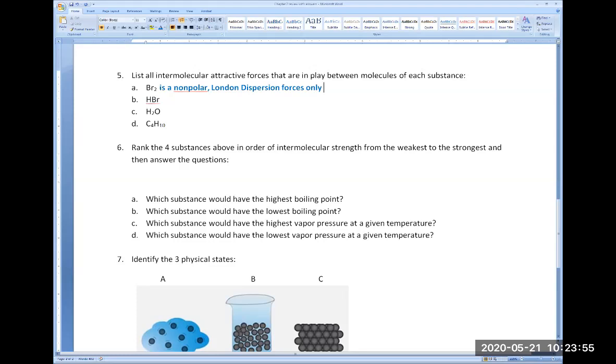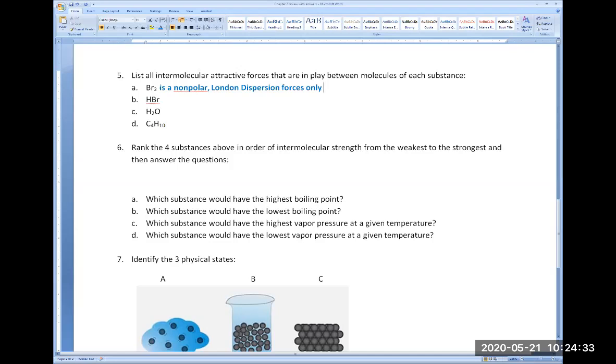A dipole, I will just write it here. Dipole means you have a polar molecule, right? And then the dipole of one molecule is attracted to the dipole of another molecule. And in the case of Br2, because it's non-polar, there are no dipoles. So it cannot experience dipole interactions. Can it experience hydrogen bonding? So tell me yes or no. So can Br2 experience hydrogen bonding?